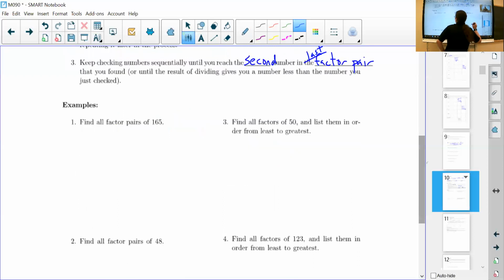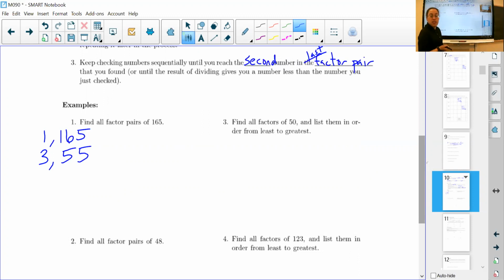So if we're finding all factor pairs of 165, I'm going to take 1. Well, that certainly goes in. 1 goes in 165. There's a factor pair. 2? No, 2 doesn't go in because this is not even. 3. 1 plus 6 is 7 plus 5 is 12. Hey, 12 is a multiple of 3. 3 goes in. How many times? Now I do my division. 3 into 16 goes 5 times. 1 left over. 3 into 15 goes 5 times.